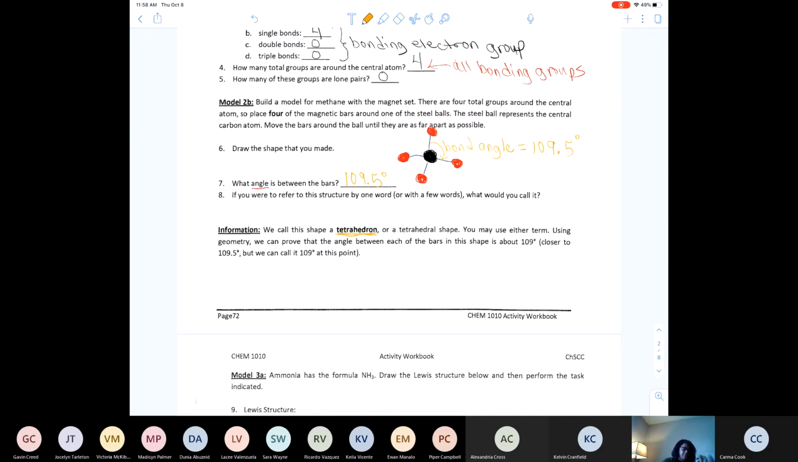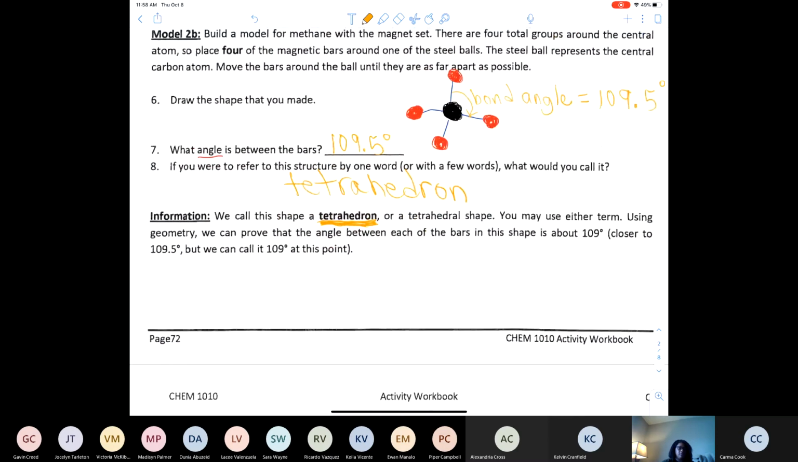And the shape that we just saw in the table, tetrahedron. And some books call it tetrahedral. Either term is correct. So now we've totally completed Model 2, both parts A and B concerning methane.